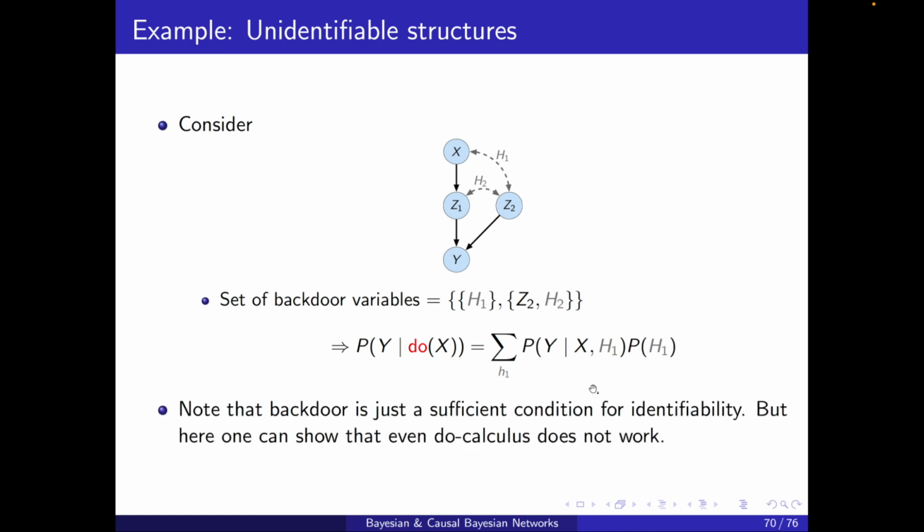Now, note that the backdoor is just a sufficient condition for identifiability. If it's violated, we cannot conclude that it's unidentifiable. However, here one can show that even do calculus rules don't work. They cannot simplify the query, so we conclude that they're unidentifiable.